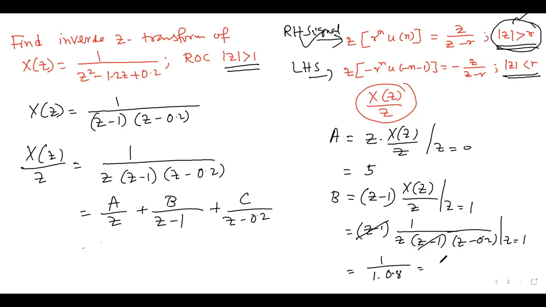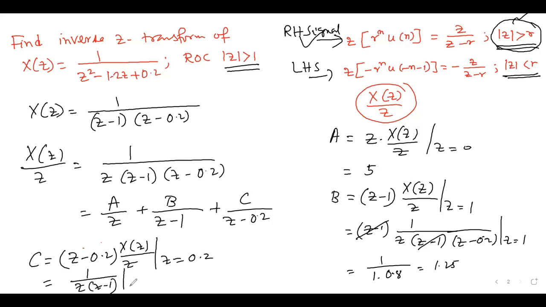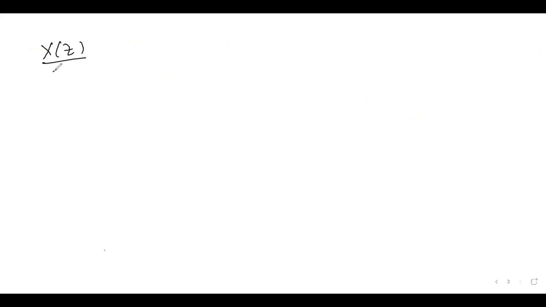1 by 0.8, 1.25. ঠিক আছে, 1.25. Putting C, C is equal to (z minus 0.2) multiplied by Xz by z, when z equal to 0.2. তাহলে কেটে যাচ্ছে, that is z by (z minus 1) when z equal to 0.2, that is 1 by 0.2 into minus 0.8. 1 by 0.2, 1.25 by 0.2, that is minus 6.25. ঠিক আছে.